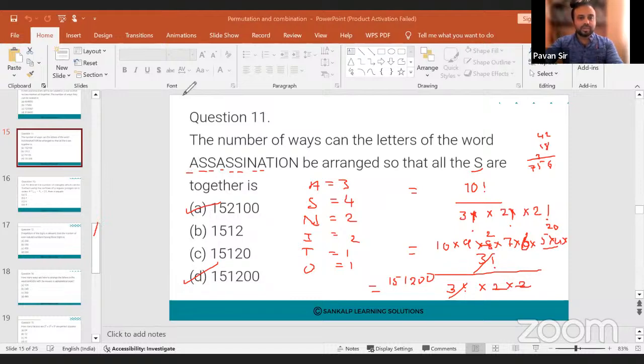Please change your answer. Option D is the correct one. Option D is the correct answer. Please note it down fast. Next question.